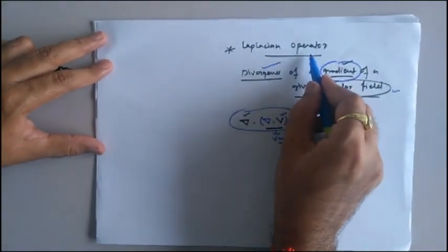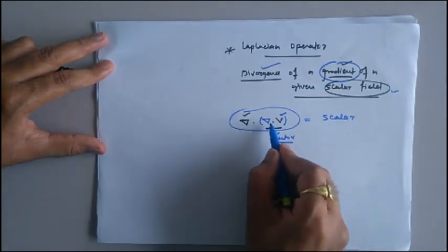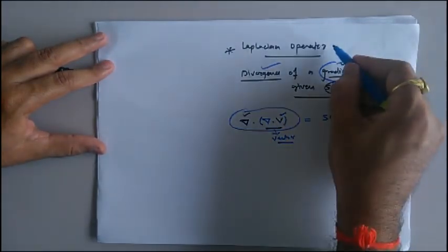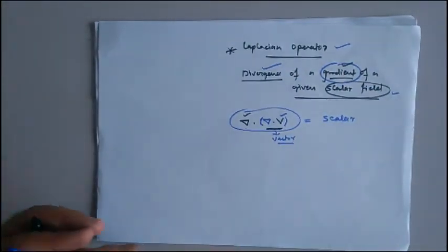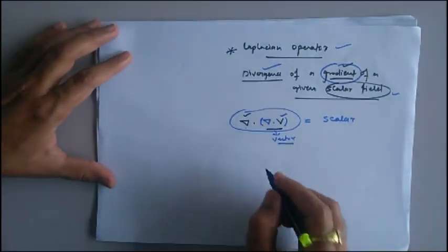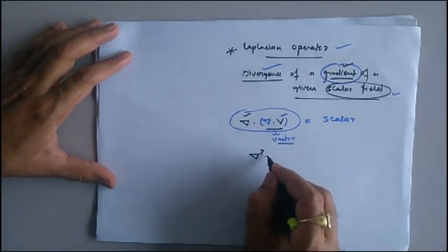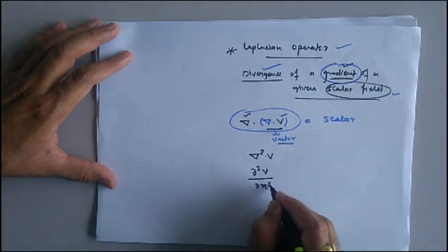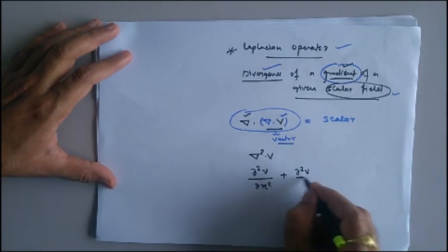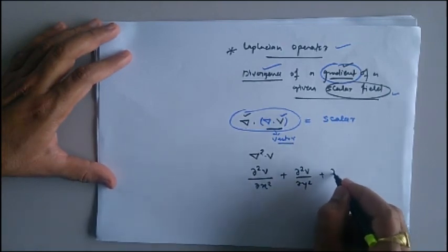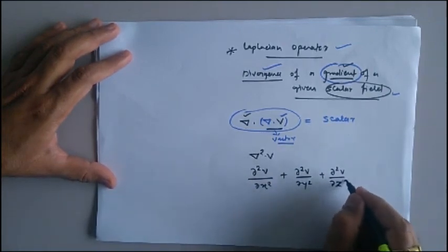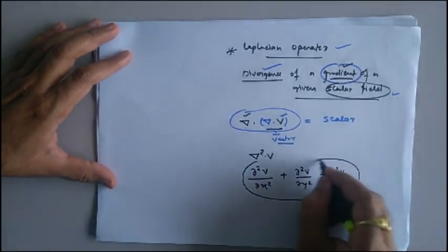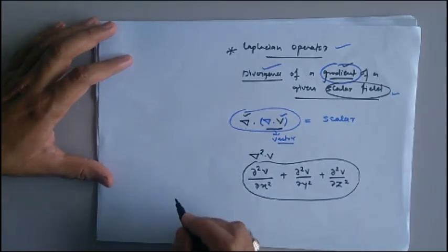So what is the Laplacian operator? It is nothing but the divergence of the gradient of a given scalar field. This mathematical operator is called the Laplacian operator. Mathematically we can write it as del square V, or we can write it as dou 2V by dou x square plus dou 2V by dou y square plus dou 2V by dou z square, which is very, very important, and it is going to be a scalar quantity. Thank you.